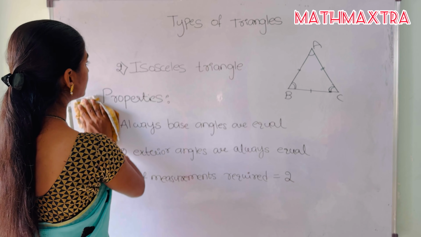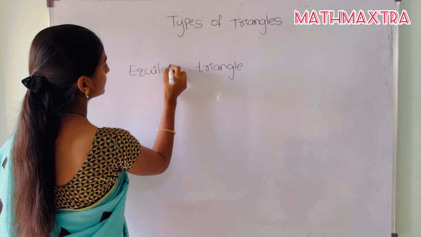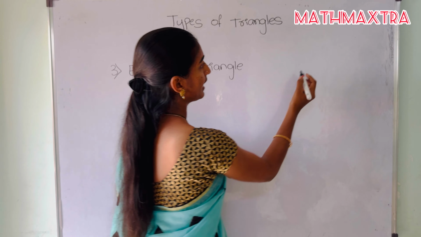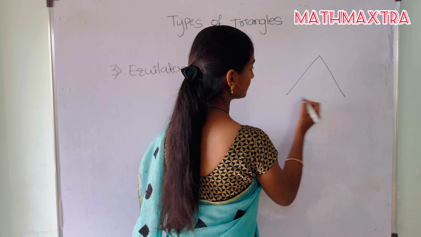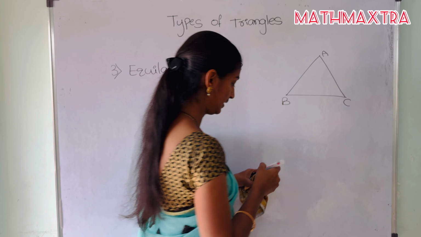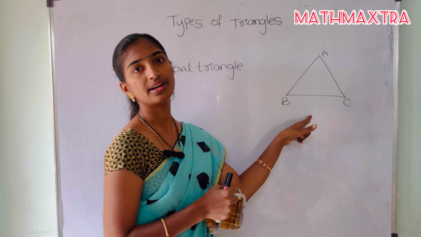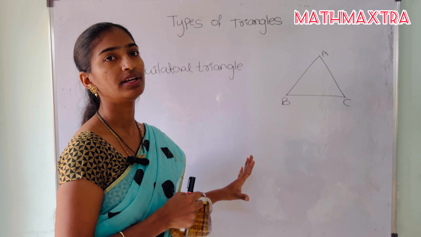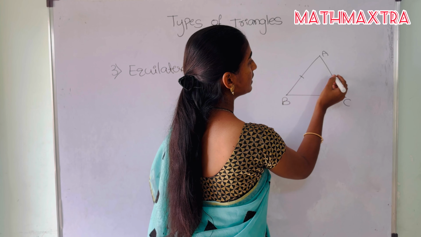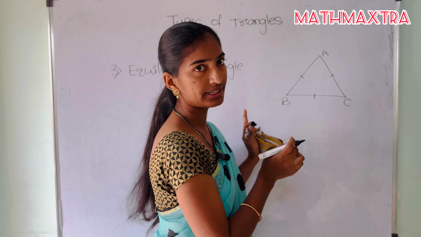So we'll see the third type, that is the equilateral triangle. What is an equilateral triangle? A triangle in which all the three sides are equal. All the three sides are equal, then we call it an equilateral triangle. See, this side is equal, this side is equal, this side. So all the three sides are equal. We call it an equilateral triangle.